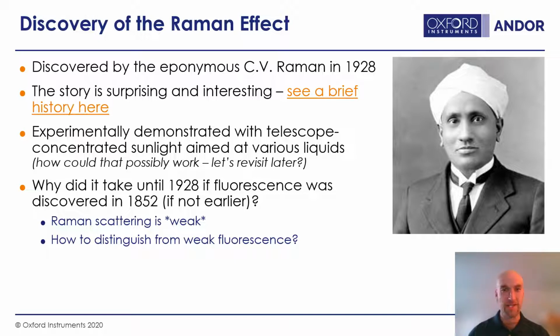We'll revisit that later. Now the question is also, why did it take until 1928? Fluorescence was discovered in 1852, if not far earlier. I need possibly a cite for that far earlier comment. But one of the reasons is that Raman scattering is weak. And how would you even distinguish Raman scattering from weak fluorescence, assuming you could get rid of the fluorescence? So we'll zoom back in on this, but I just wanted to give credit to one of the discoverers, the eponymous discoverer of the effect.